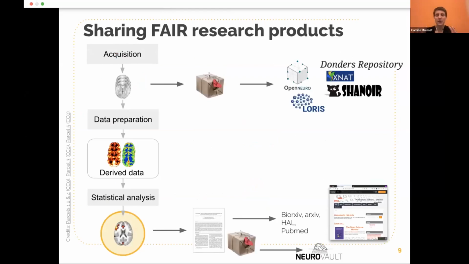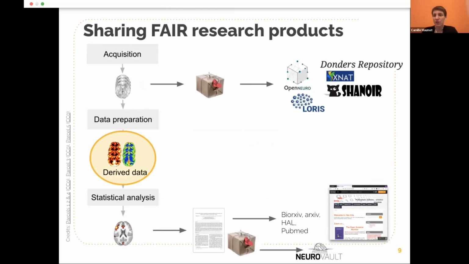So here in our pipeline, we can again share our results and put them into a dedicated repository. But then there is the more difficult question of sharing the derived data that are here in the middle. So we might want to ask ourselves, why is this important?